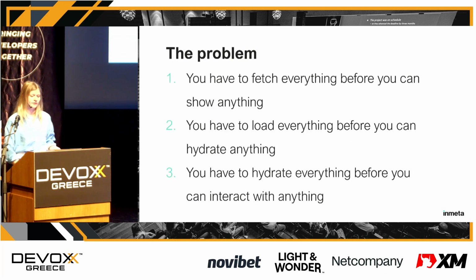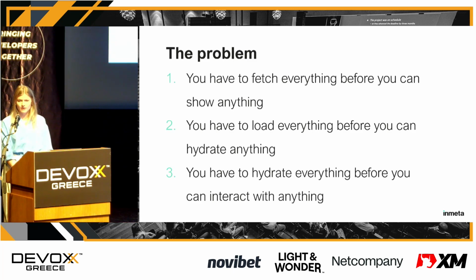Why does this happen? First, you have to fetch everything before you can load anything. All the HTML with the data fetched must be processed on the server before it can be sent to the client. Secondly, you have to load everything before you can hydrate anything. That's because React needs to match the tree in the browser with the one from the server.